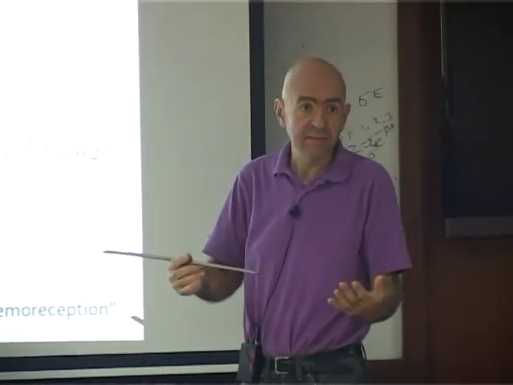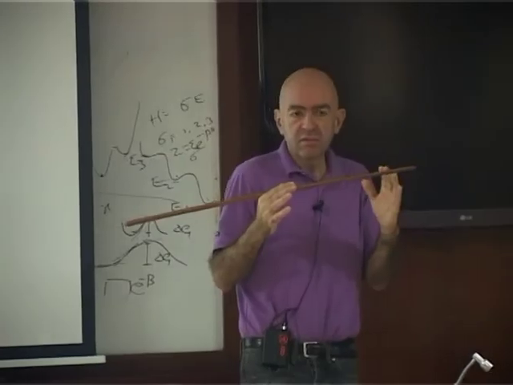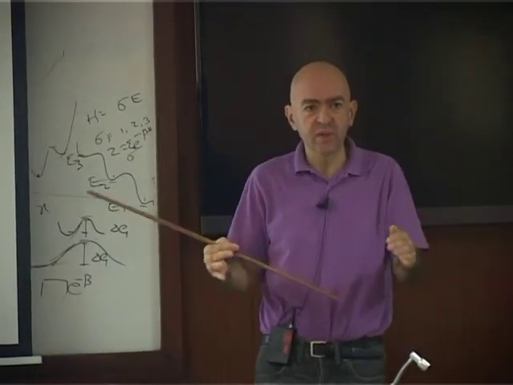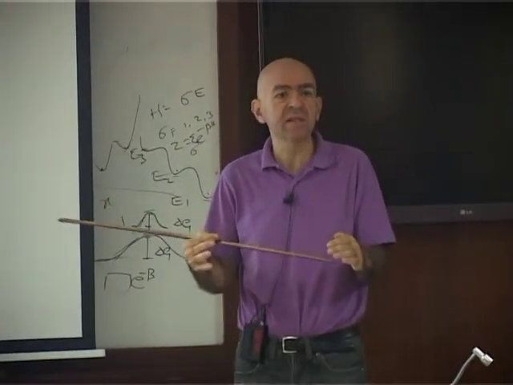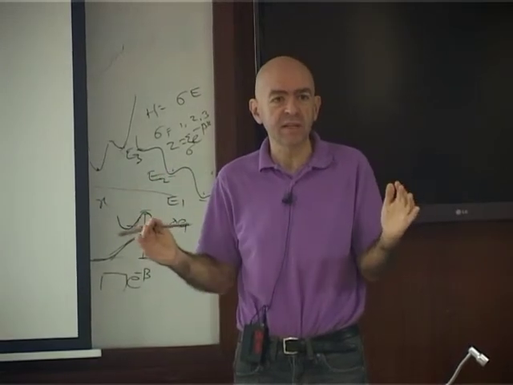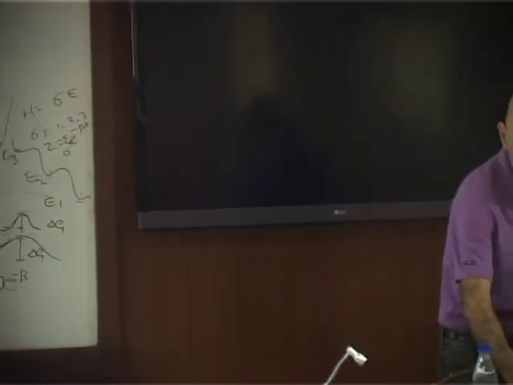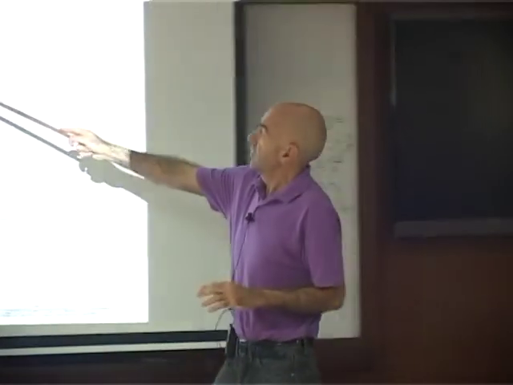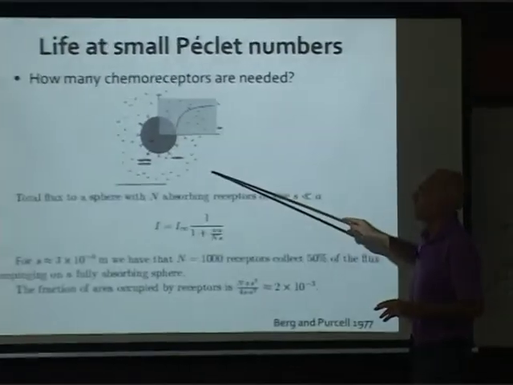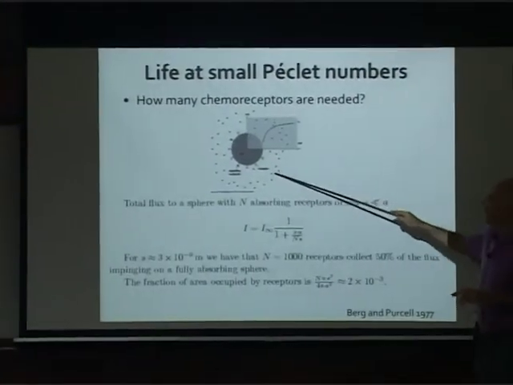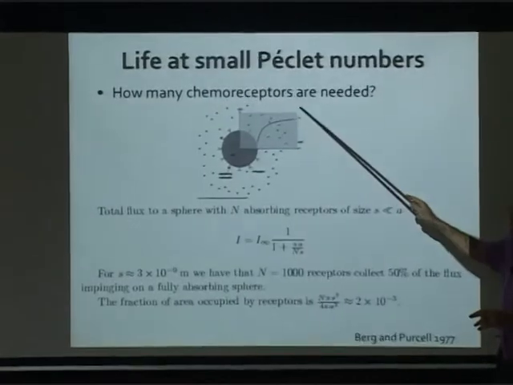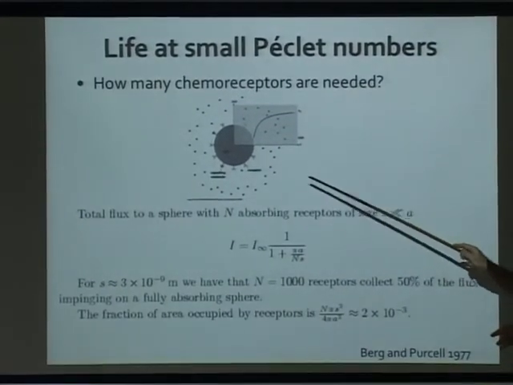So as a result, the fraction of area that you have to cover with the receptors in order to get, say, 50% of the total flux is very small. It's a very simple calculation that you can do. So here is the picture. There is the cell with the receptors on the surface and all the signaling molecules that are impinging. This is the average profile of concentration, as discussed before.